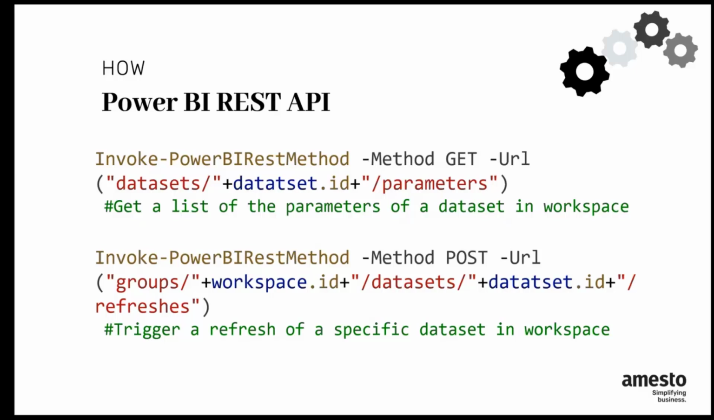This example here will trigger a refresh of a specific dataset in a workspace. Notice that both the dataset and the workspace are referred to by their unique IDs. So dataset ID, workspace ID. And these IDs are the same IDs that we find in Power BI service. If we look carefully at the link of a workspace, it's going to have a bunch of numbers. That is the ID of the workspace.